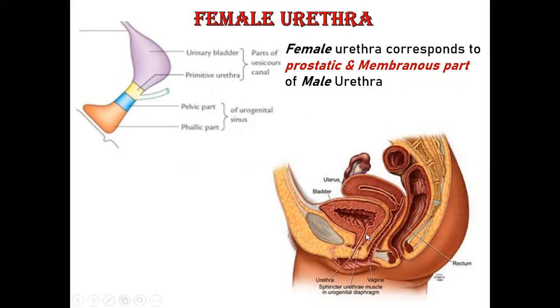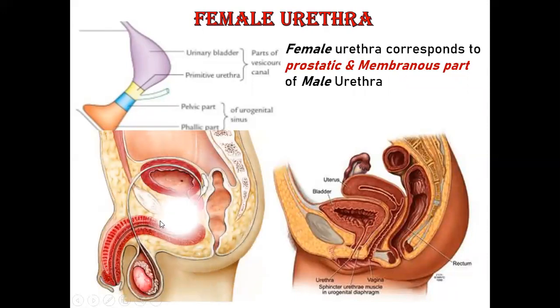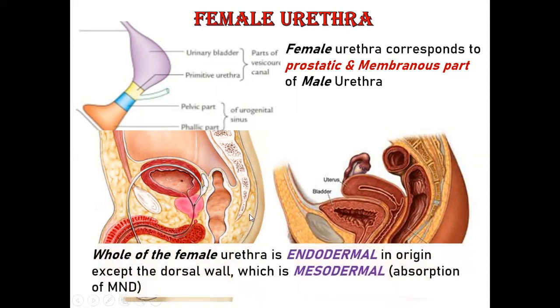The female urethra corresponds to the prostatic and membranous parts of the male urethra. That's why the female urethra is very short. If we compare, this is the male urethra; see its length, which we'll discuss in coming slides. The whole female urethra is endodermal in origin, except a small dorsal part of mesodermal origin, due to the absorption of the mesonephric duct.